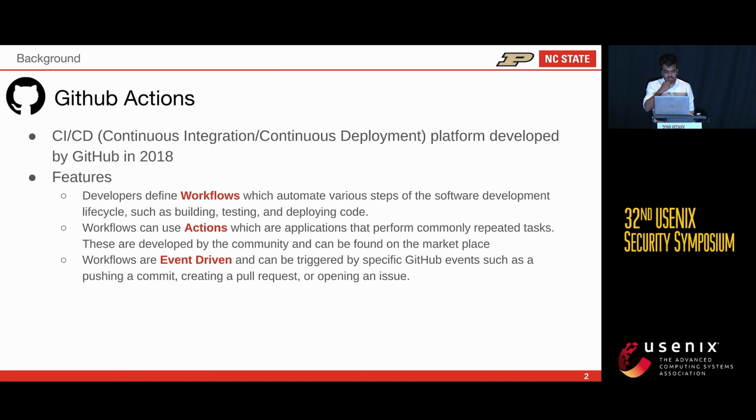So what exactly are GitHub workflows? GitHub Actions is a CI/CD platform that is developed by GitHub and released in 2018. It has various features that make it very popular among developers. The platform allows developers to define workflows which can automate development tasks. These workflows can use actions, which are basically applications that perform commonly repeated tasks. Workflows are event-driven, which means that they can execute based on triggers such as pushing code, opening issues, etc.